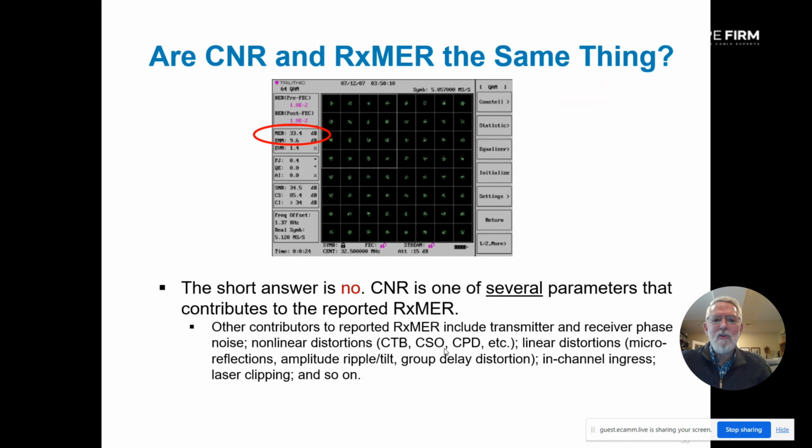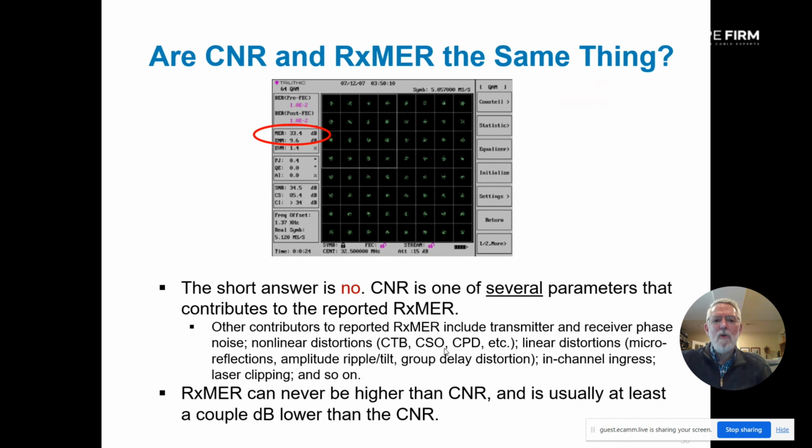What, of course, that means is you can have really good CNR, and if you got bad group delay, for instance, you can have really bad RxMER. In channel ingress, laser clipping, and so on. All these things can affect the RxMER. So what that says is CNR is just one part of that equation. So another important point when you're looking at RxMER and CNR, RxMER can never be higher than CNR. It's always usually at least a couple dB lower than CNR.